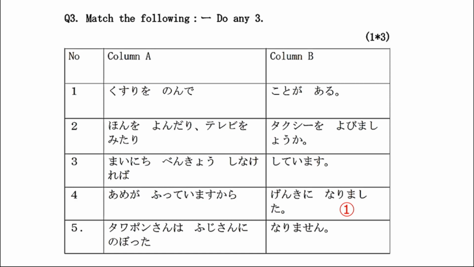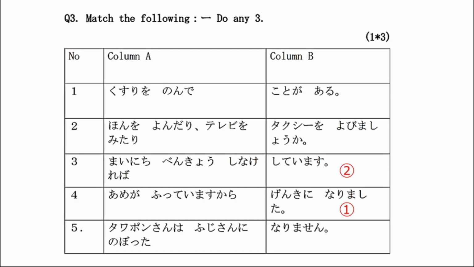Let us see the second sentence. Hon o yondari, terebi o mitari, which means read books, watch TV, among other things. To describe a certain state or habit, we have to use shite imasu. So the correct answer will be shite imasu, which is in the third line of column B. So let us write 2 next to this sentence.